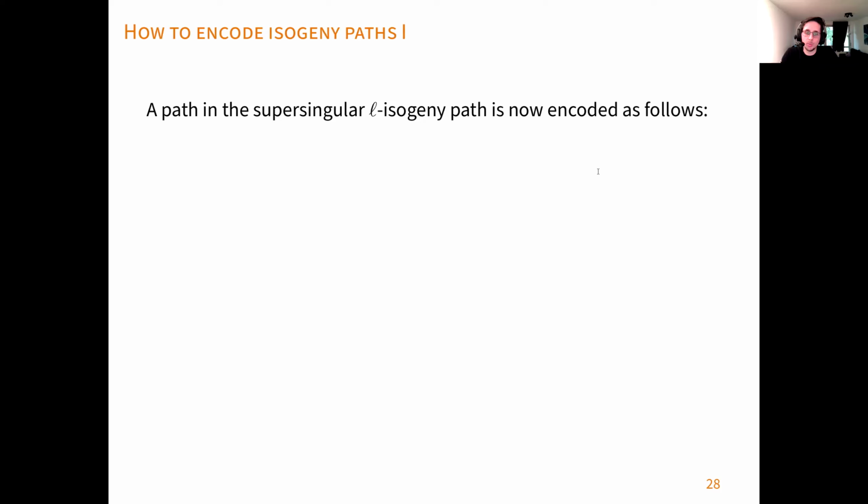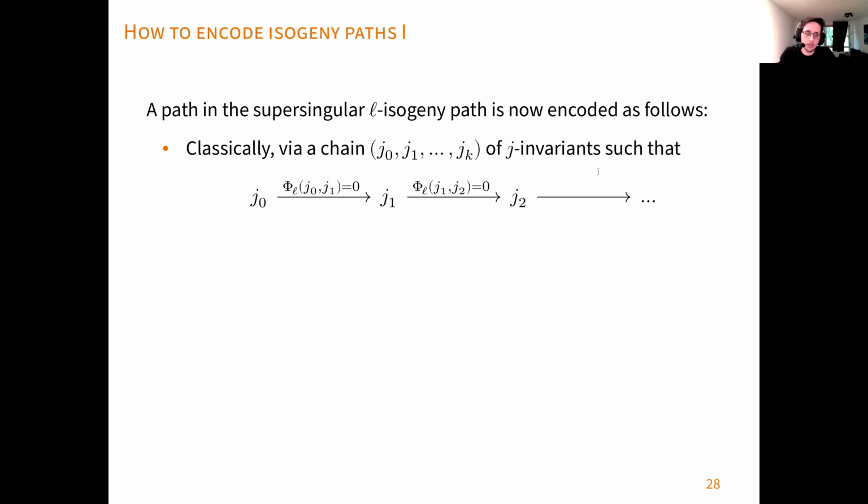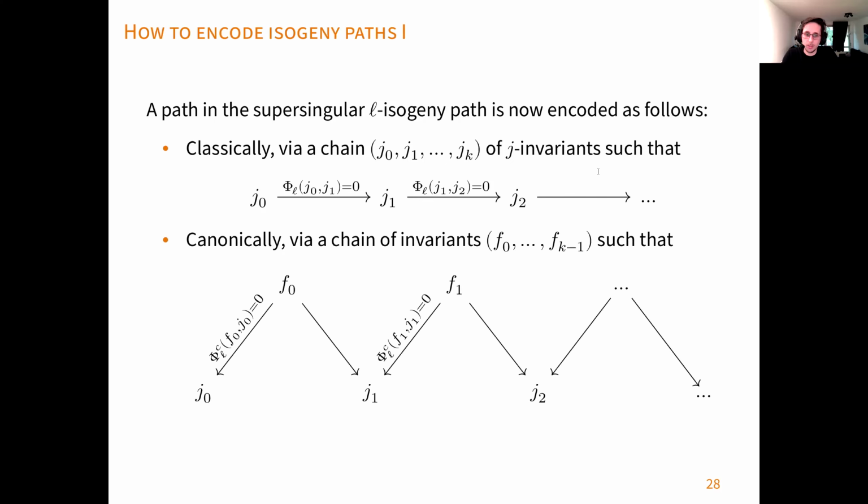So using the classical modular polynomial, we just take a chain of j-invariants. And basically, we have to check that adjacent j-invariants evaluate pairwise to 0 via the classical modular polynomial. If we instead want to apply the canonical modular polynomial, then we can take a chain of these f-invariants. Here we have to check that the starting j-invariants are correct, so that we want to encode via this canonical modular polynomial without modification. And then we need to check that the target j-invariants are correct by applying this modified equation.